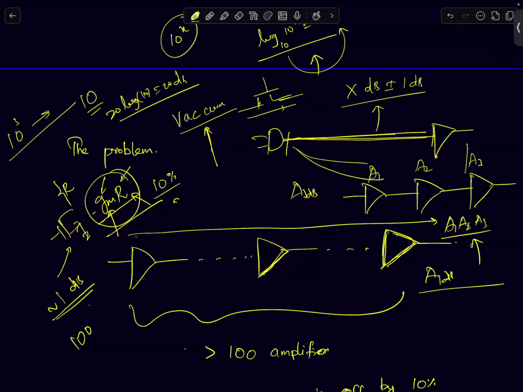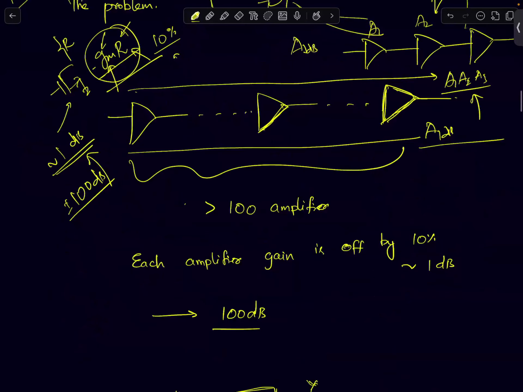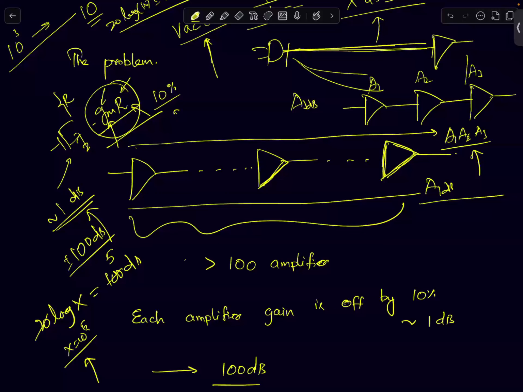If each amplifier's gain is varying by 1 decibel, what will be the overall variation in gain at the end of 100 cascade? It will be plus minus 100 decibels. 100 decibels is a huge change, right? If you convert it back to linear units, just think how much is 100 decibels? 20 log of x, let x be the gain, equals 100 decibels. That will be 10 power 5. So the gain of the cascaded amplifiers can change by a factor of 10 power 5, right?